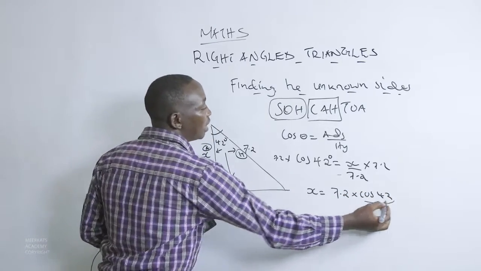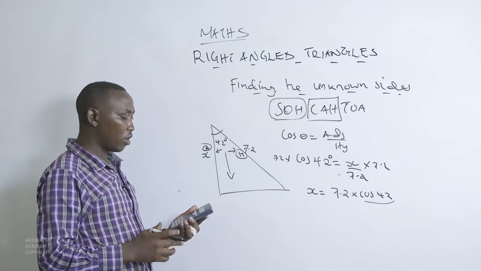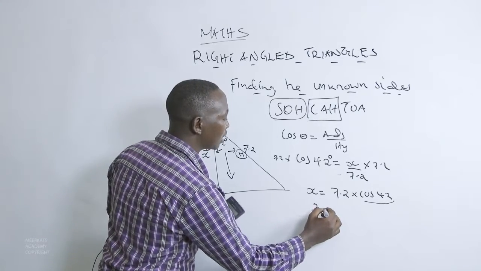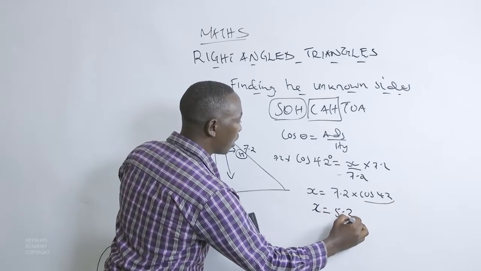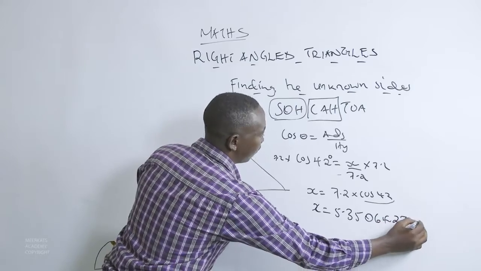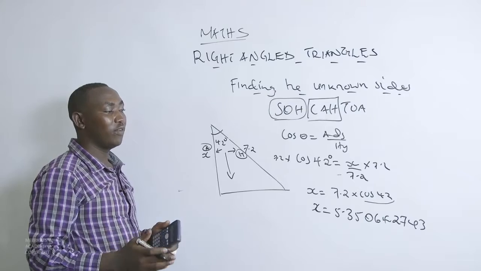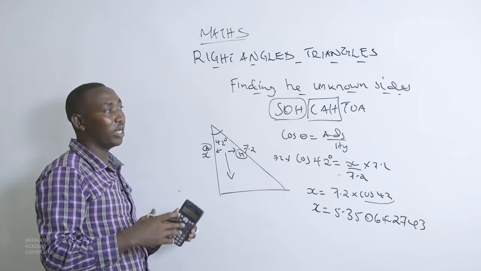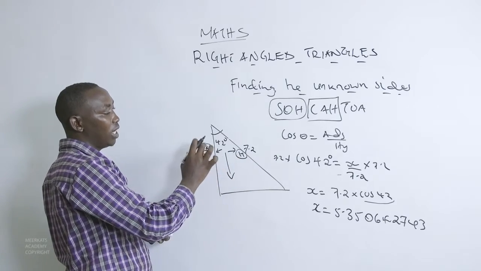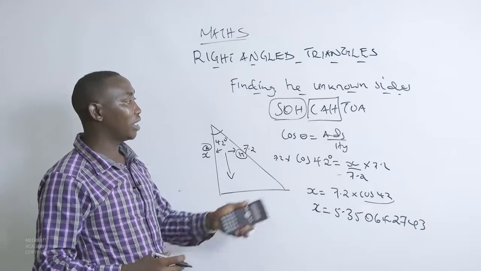Again, we begin by pressing cosine of 42 on your calculator, which gives you 0.74. You multiply by 7.2, and it will give us that x is 5.350642743 units. And you can round it off to the given number of decimal places, whatever the question requires you to do. So in this particular case, when we need the adjacent and we've been given the hypotenuse, then we make good use of the trigonometric ratio cosine.